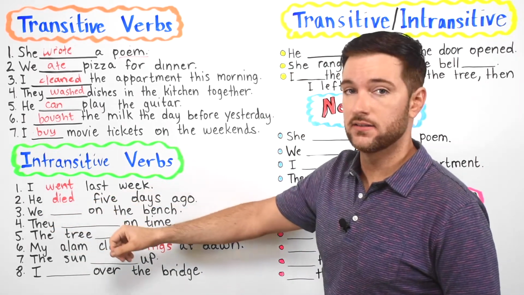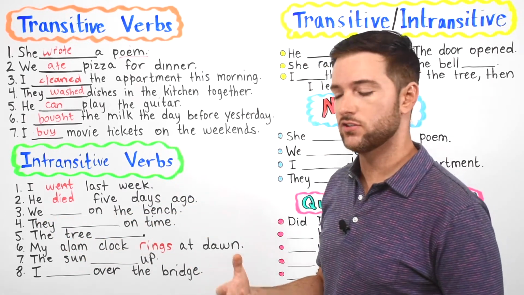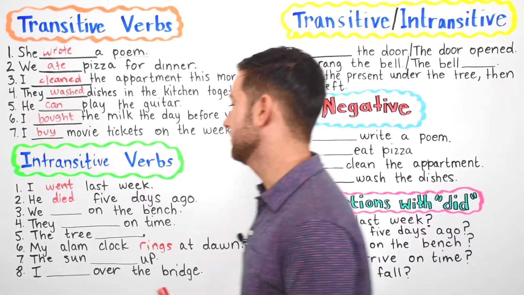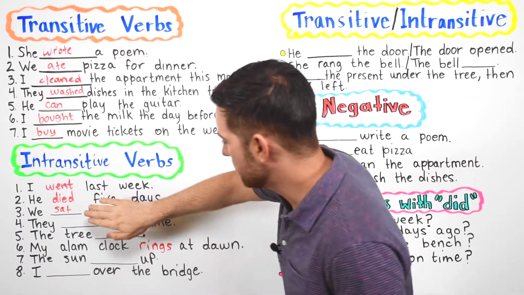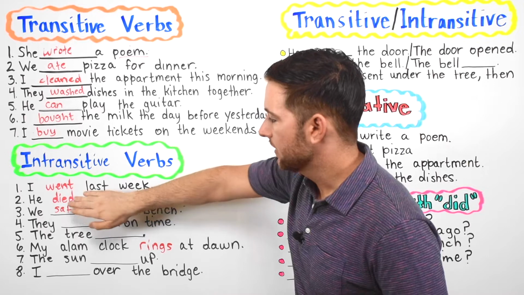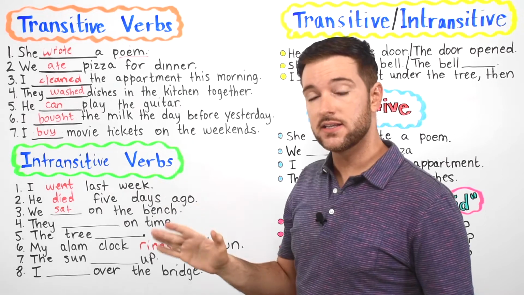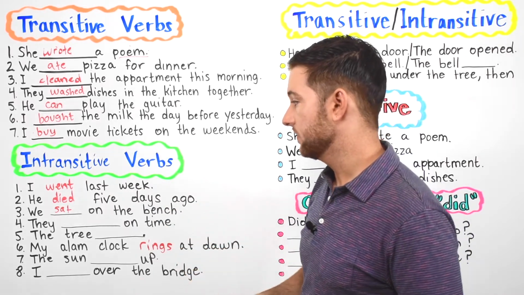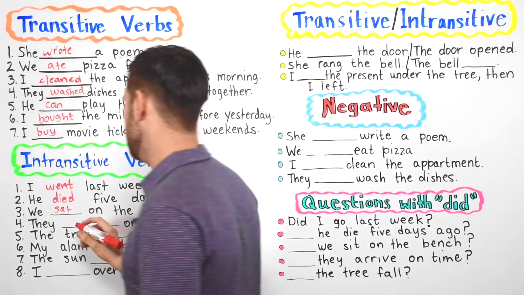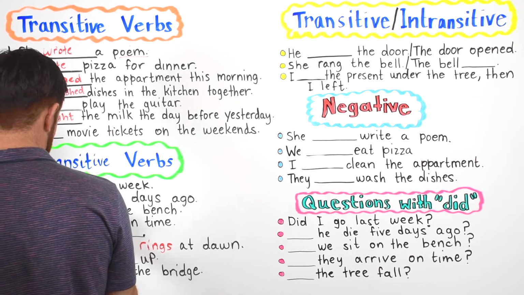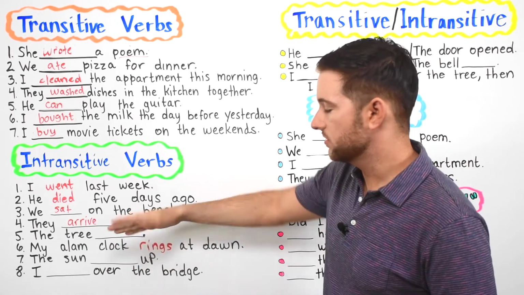Number 2, he blank 5 days ago. He died. Number 3, we blank on the bench. What did we do on the bench? On a bench, you sit. You can say, we sat on the bench. But you don't have to put this. You could just say, we sat. He died 5 days ago. You don't have to say 5 days ago. You could just say he died. It makes sense all by itself. Number 4, they blank on time. What happens on time? They arrive on time. You don't have to put on time, you could just say they arrive.